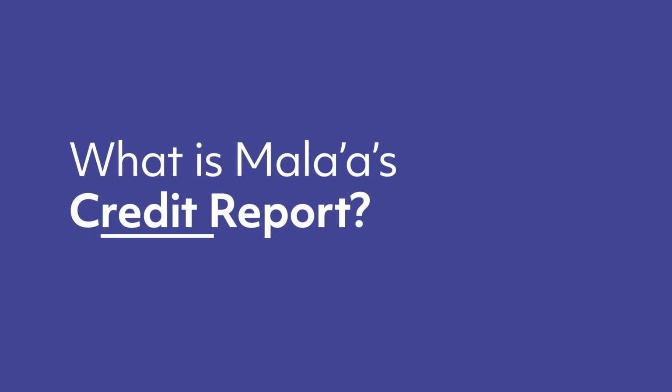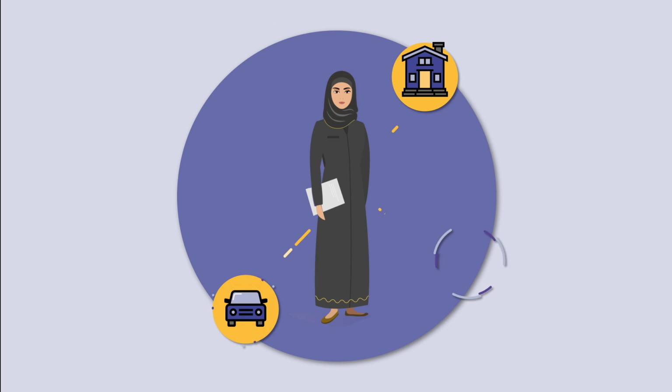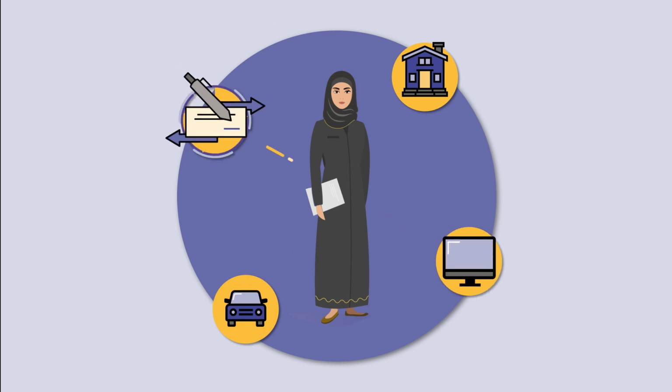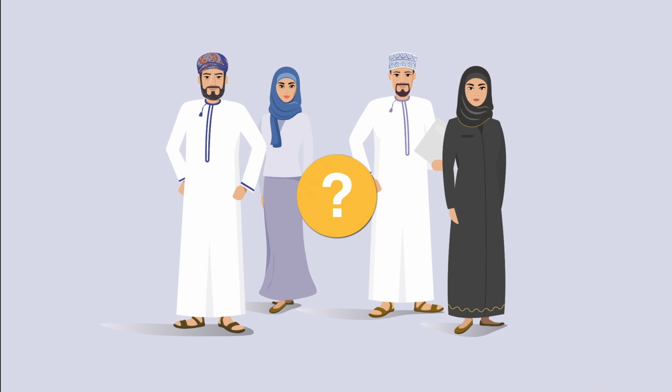What is Mala'a's credit report? Credit is everywhere. It's behind the purchase of homes, cars, electronics, and millions of other transactions that occur every day. But who decides who should get credit? And how do they decide?